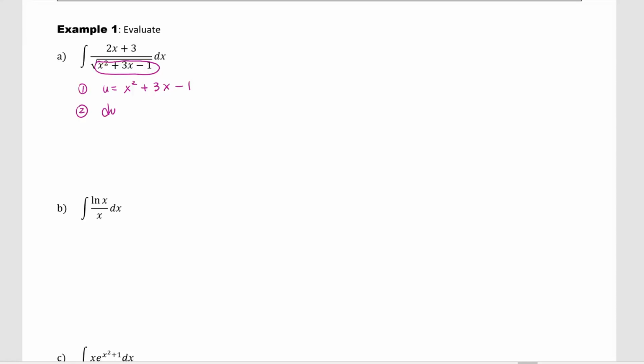And then what is du? Well, the derivative of x squared is 2x. The derivative of 3x is 3. And don't forget dx. Wow, what happened? Can you see that's exactly the top? So the top is du. So our integral equals the integral of du over the square root of u.